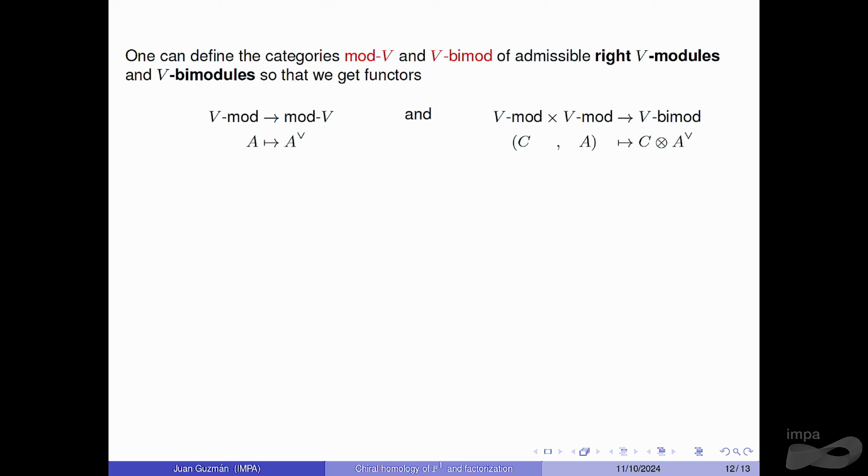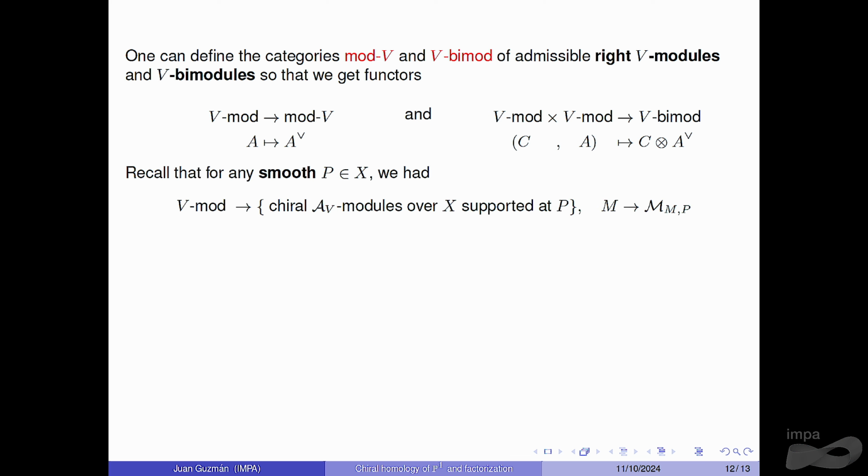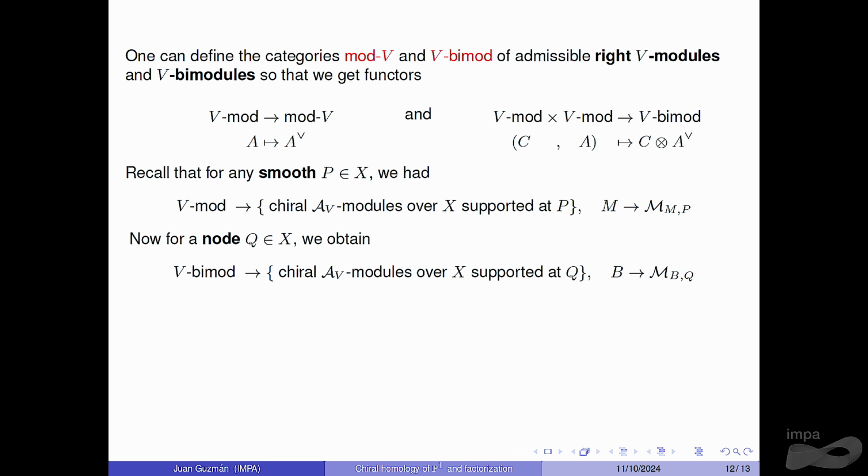And this solves quite a lot of problems, because thinking about V bimodules will give us a very nice generalization of this result. If you remember, I said that for any smooth point on a curve, you can identify V modules with chiral modules supported at the point. Okay, but that was for a smooth point. Now for a node in a nodal curve, we can do the same, but with V bimodules, right? So now we can insert at the node a bimodule, not a module.